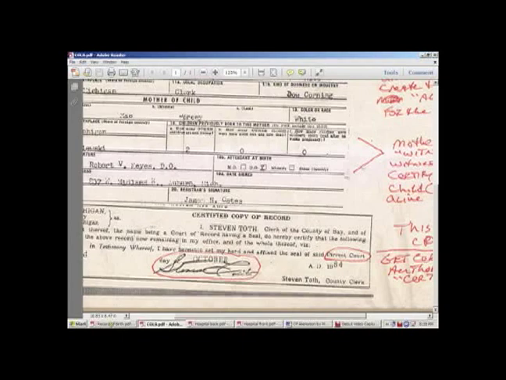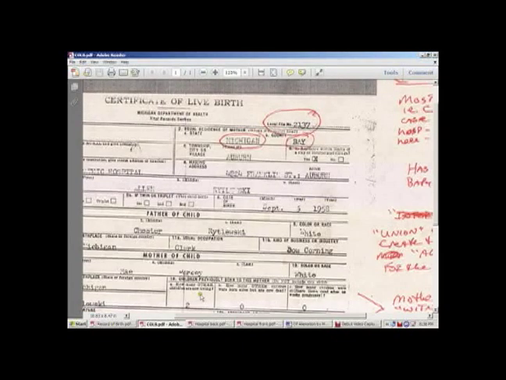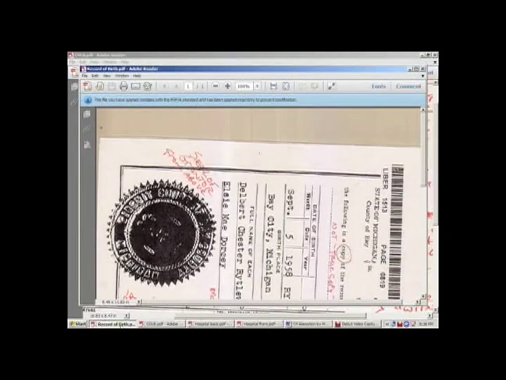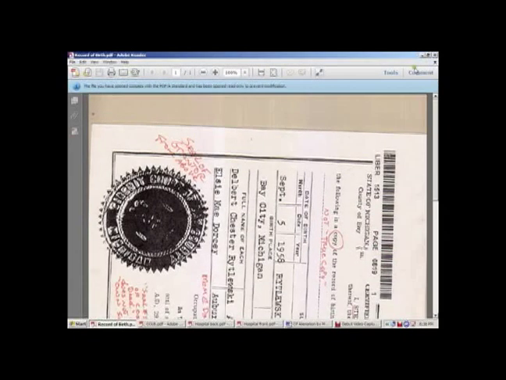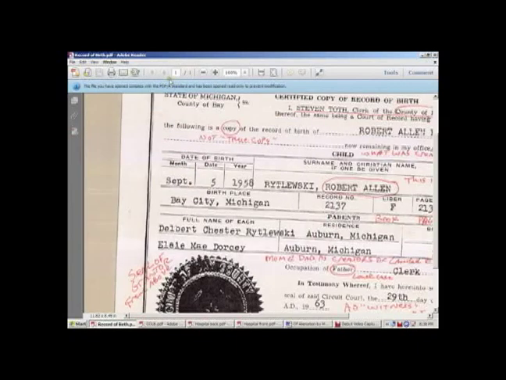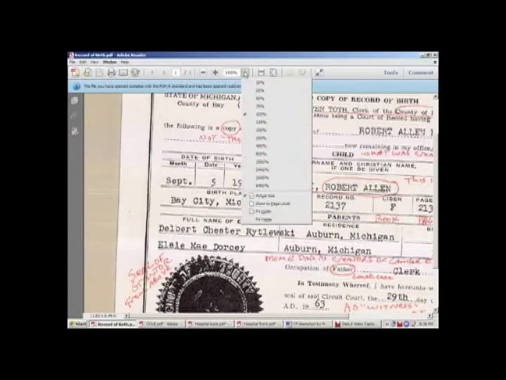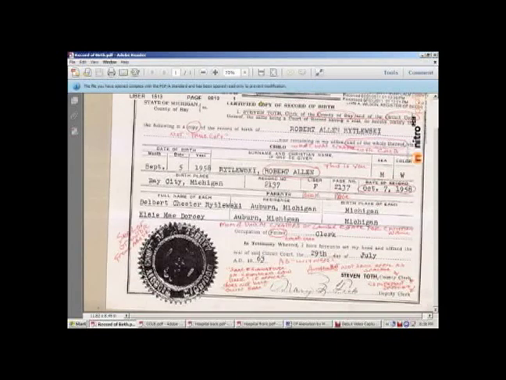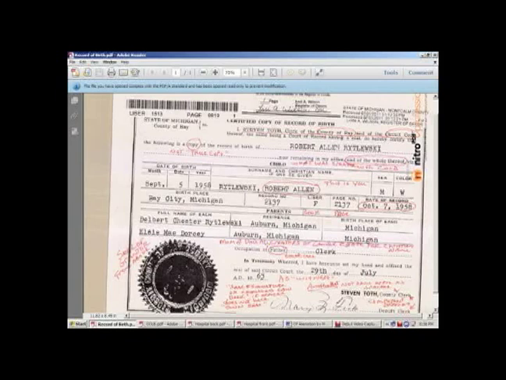Now, here's one more to look at. So this is the certificate of live birth. And one last one. This one here is the certificate, certified copy of record of birth.